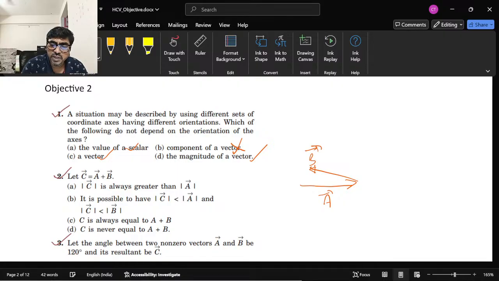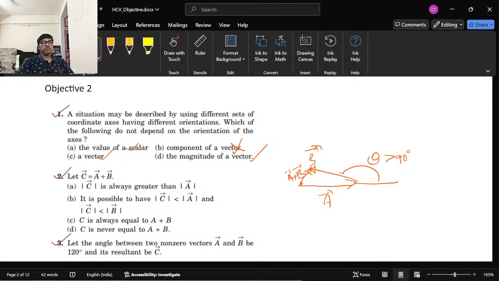So the angle between them is this. This is the angle I'm having, theta. More than 90 I'm taking. Now A bar plus B bar, if you look at it, from the tail of the first vector to the head of the second vector, you see A bar plus B bar is a small vector you have. So it's possible that the magnitude of A bar plus B bar is less than the individual vectors. So that's why option A is wrong.